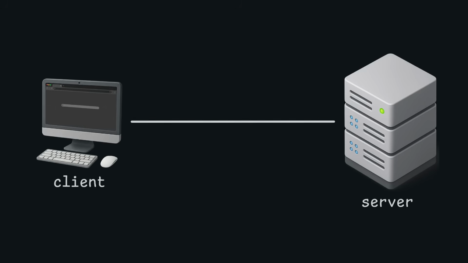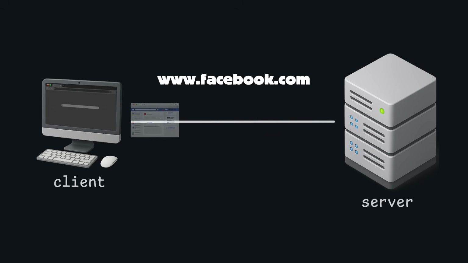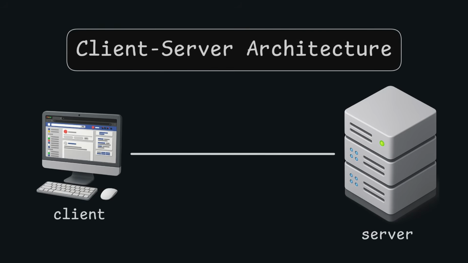Every time you open a browser and visit a website, two things are happening. Your browser is asking for something. A server somewhere is responding. This is called client-server architecture, and it's the backbone of the entire web. For the client and server to understand each other, they need a shared language. That language is called a protocol, and the most fundamental protocol on the web is HTTP.